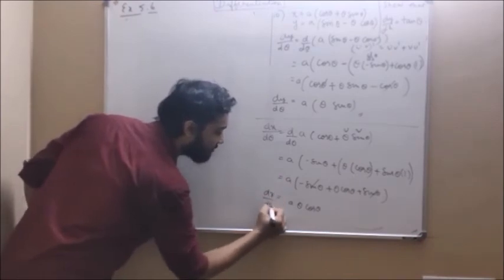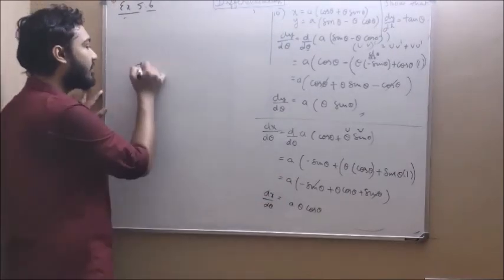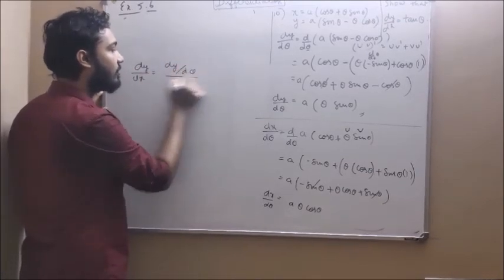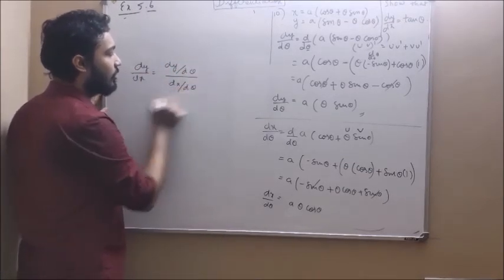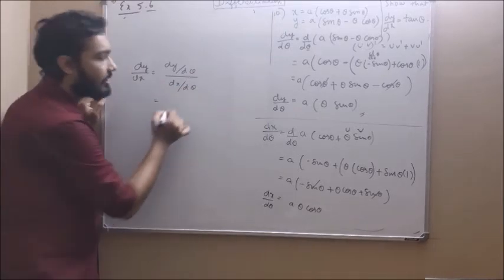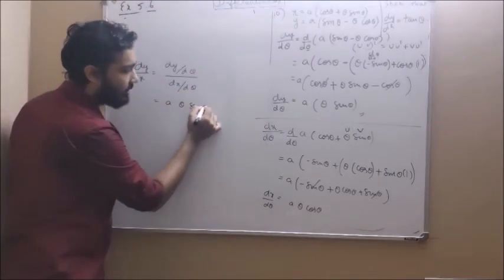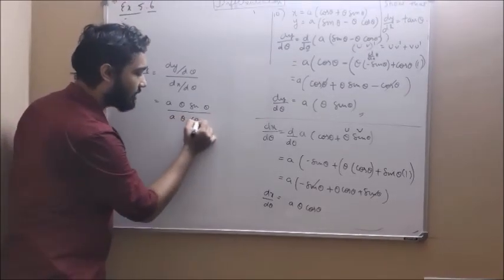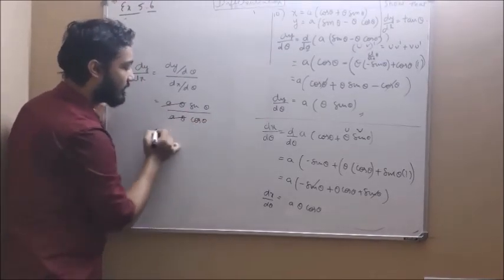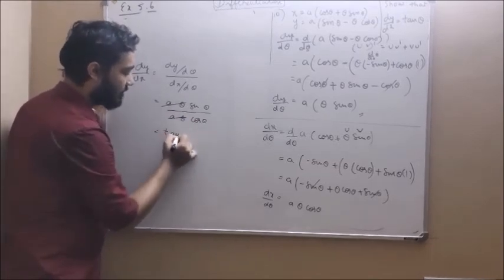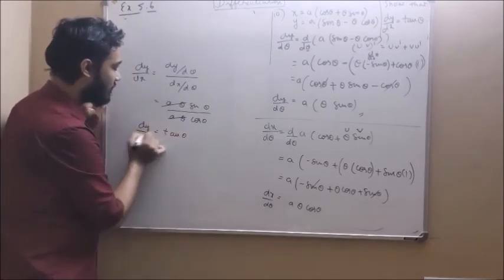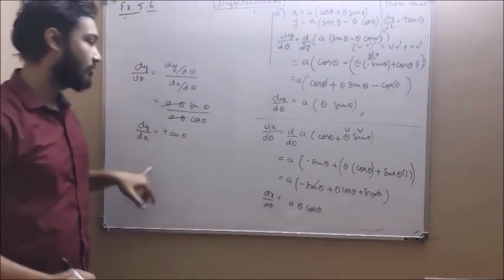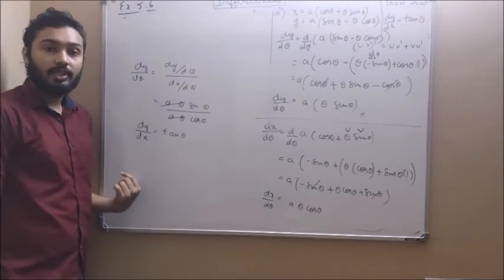Now what is dy by dx? dy by dx is nothing but dy by d theta divided by dx by d theta. What is dy by d theta? a into theta sin theta. Divided by dx by d theta, which is a into theta cos theta. a and theta will cancel. Sin theta by cos theta is nothing but tan theta. So dy by dx is nothing but tan theta. This is what we wanted. So pause the video and note it down.